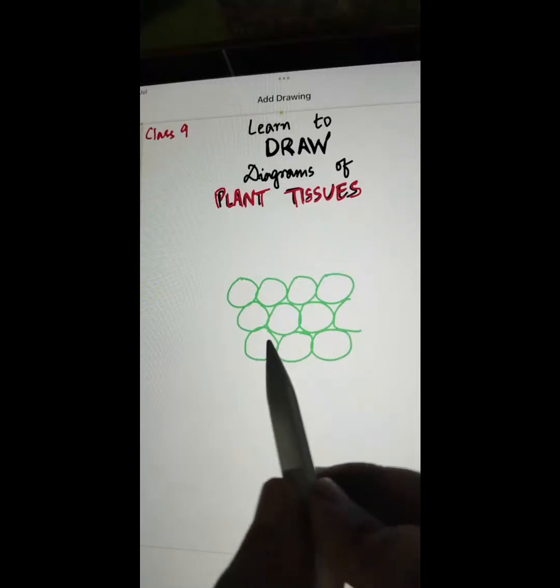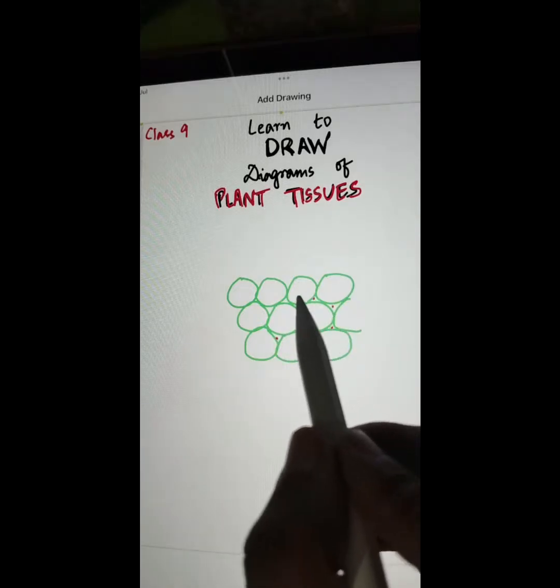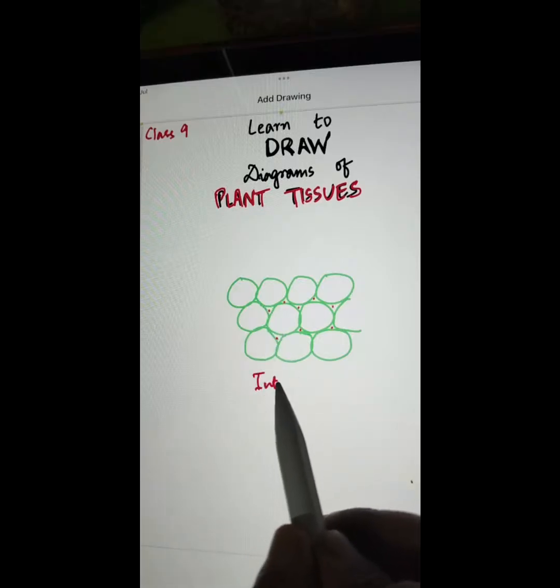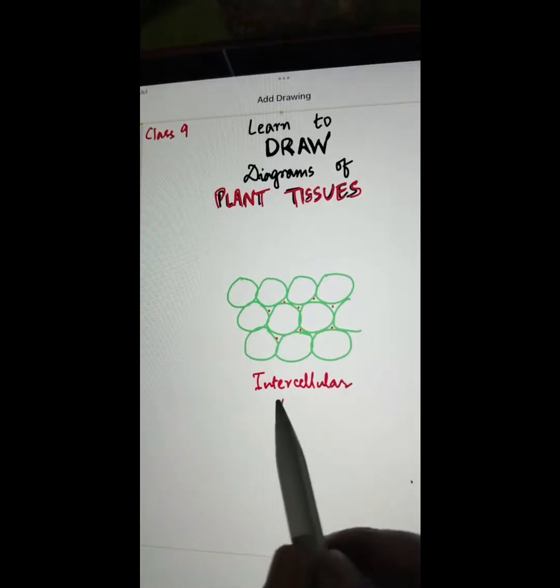And if you see this area in between where I am putting a red mark, right? This is intercellular space. So whenever in a transverse section or a cross section, what is transverse section or cross section?